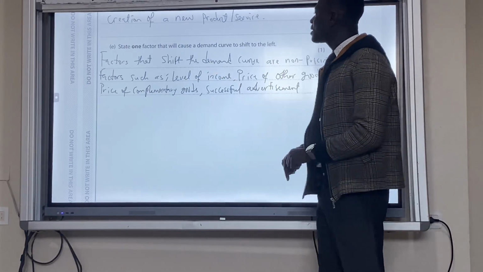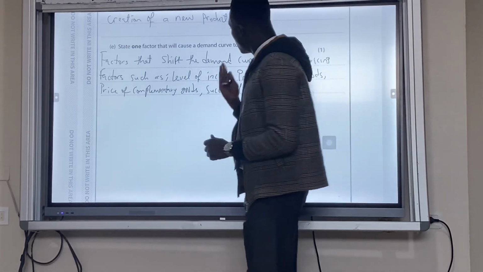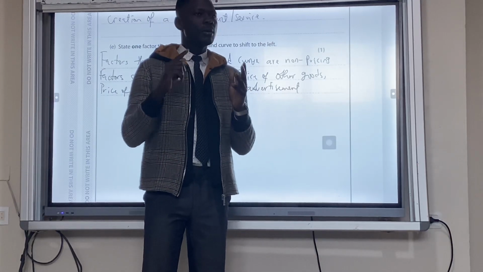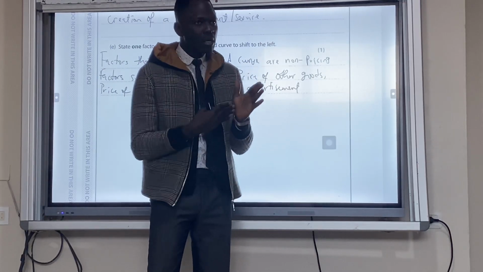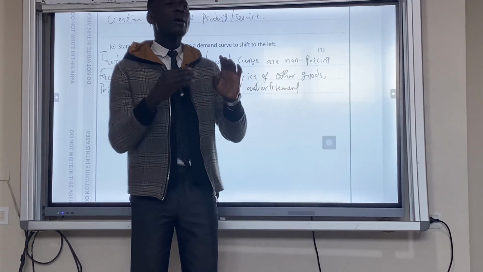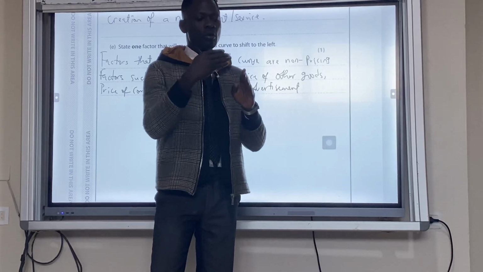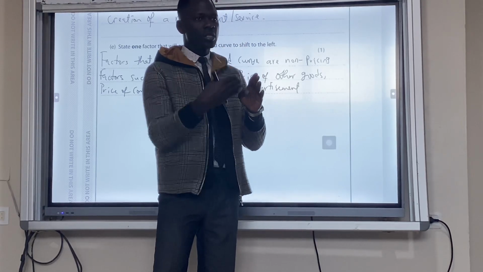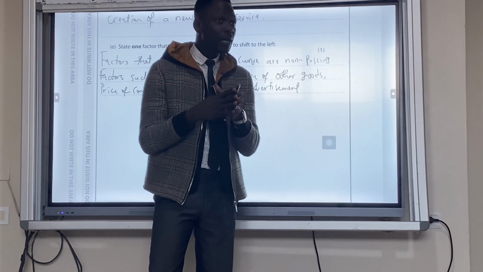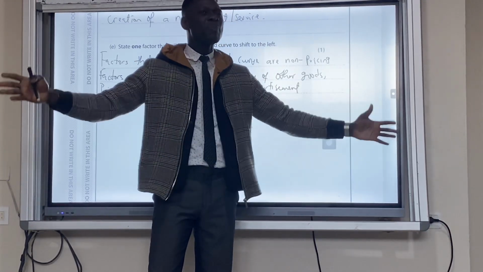State one factor that will cause a demand curve to shift to the left. There are changes in demand. We have movement along the demand curve, and we have shift in the demand curve. There's movement along the demand curve if it's about price. If the price is increasing, it brings about contraction in demand, and if the price is falling, it brings about expansion in demand.